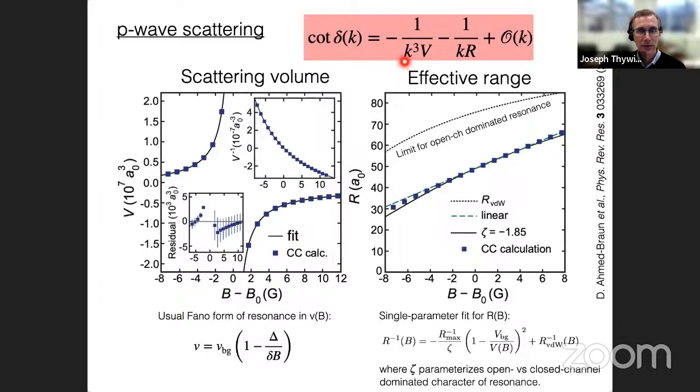However, there's a big difference between P waves and S waves in that the subleading term is always important. And so the cotangent of the phase now goes like 1 over a thing that looks like the scattering length, but now has units of volume. And then there's a second term, which has an energy-dependent correction to that. But notice that this second term goes like 1 over momentum. And so in the cold limit, it becomes more and more significant.